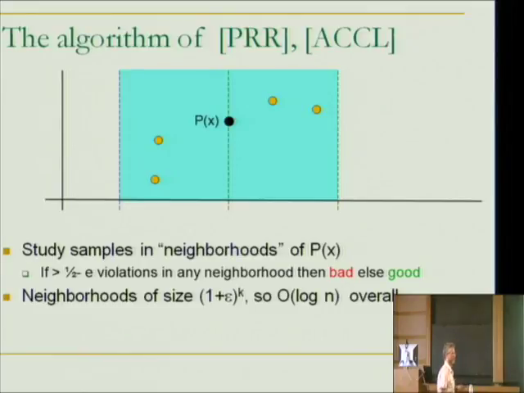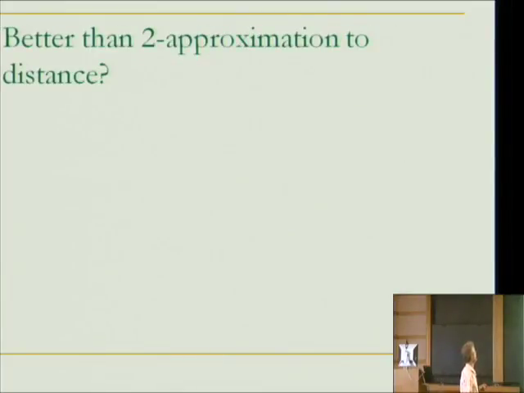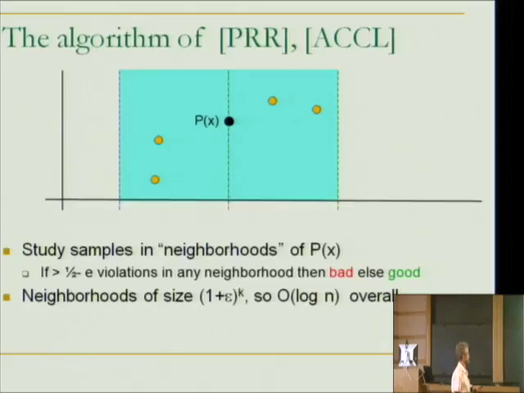Now we didn't do the analysis, and we didn't prove the factor of two, but at least you can sort of see where the factor of two comes from, because you might throw both of them away, which is the problem. You've got this interval, and in fact, this can happen. We'll see that. That's the end of the description. So this is the algorithm of Parnas, Ron and Rubinfeld, and of Ailon, Chazelle, Comandur, and Liu.